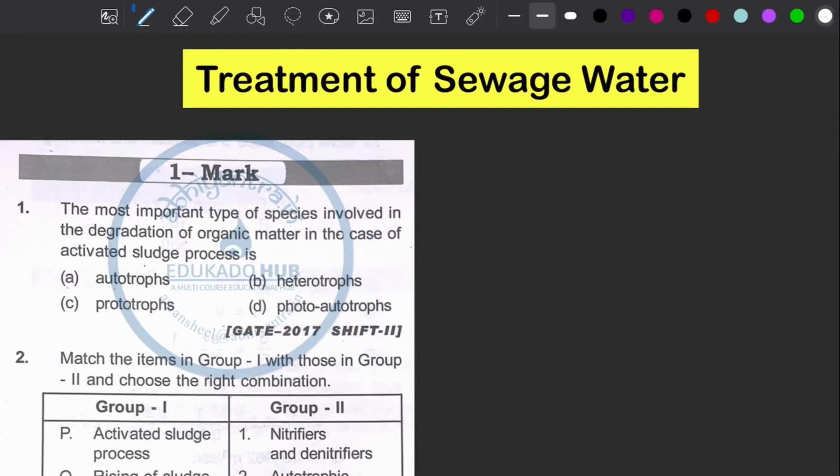Let's start the new chapter, which is treatment of sewage water. The very first question asks: the most important type of species involved in the degradation of organic matter in case of activated sludge process is known to be heterotrophs or heterotrophic bacteria. These are the ones that use organic compounds as an energy and carbon source for synthesis. So the correct option is option B.